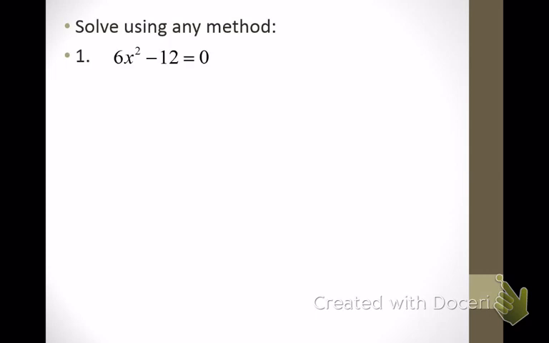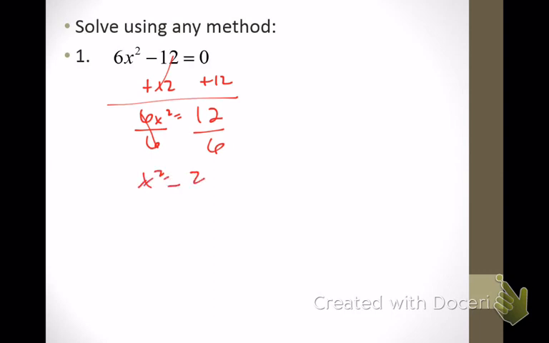To use the square root method, you have to get x squared by itself, right? The idea behind the square root method is to get x squared by itself so that I can square root x squared and get to x. Ultimately, I need values of x. So we add 12, divide by 6, and now we square root both sides.